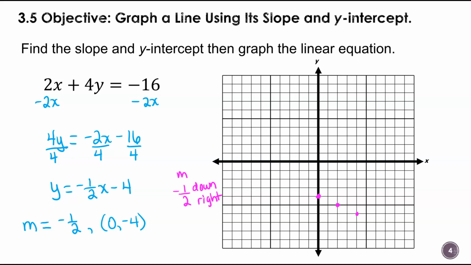Down 1, right 2. Now I could put the negative on the opposite way, so then I'd have a 1 over -2. So it would be 1 up, and it would be left 2. So let's look what happens. If I go up 1 and left 2, notice I'm still on that same line. Sometimes this is handy if you're at the top or bottom of the graph and you're running out of space, then you could switch the signs just so you could go in a different direction. Then of course we're going to draw the line.